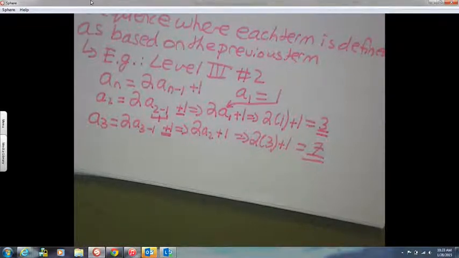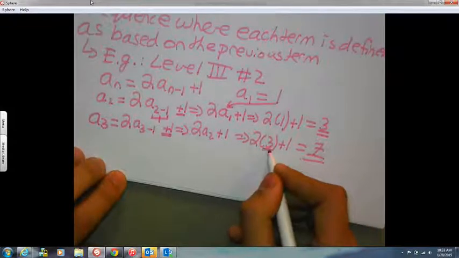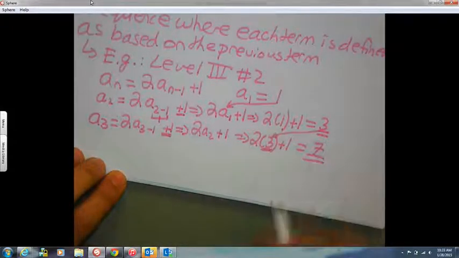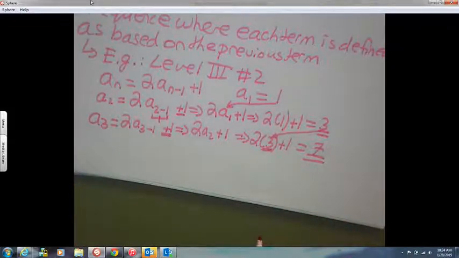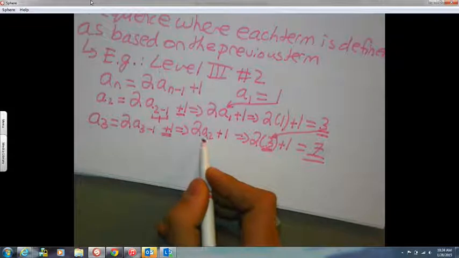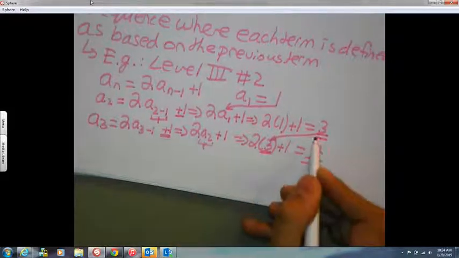How did I get 3? Like here? I just plugged in a2 from here. Oh, okay. Because I plugged in 3 and got 3 minus 1. Yeah. So it is a2, but then you have to find what a2 is, and a2 is 3. Oh, okay. We got that from before.